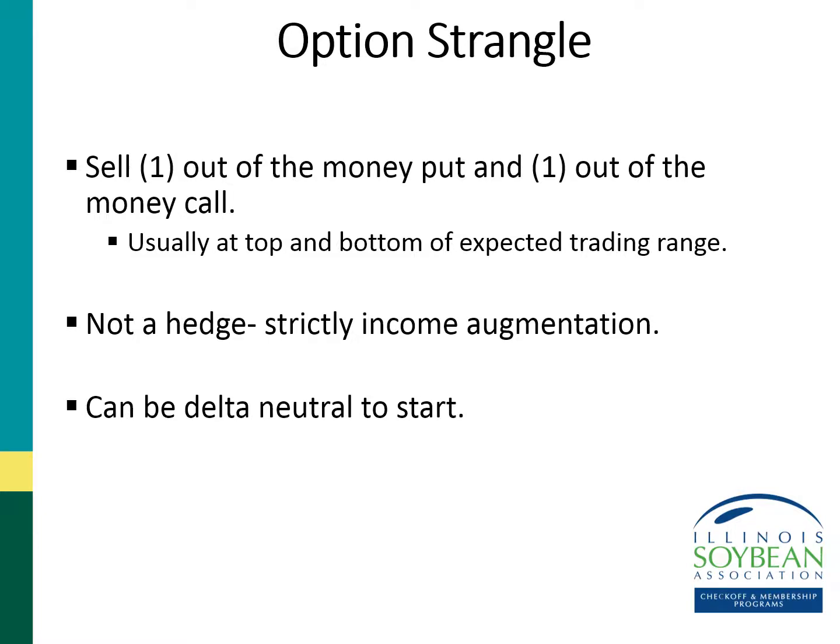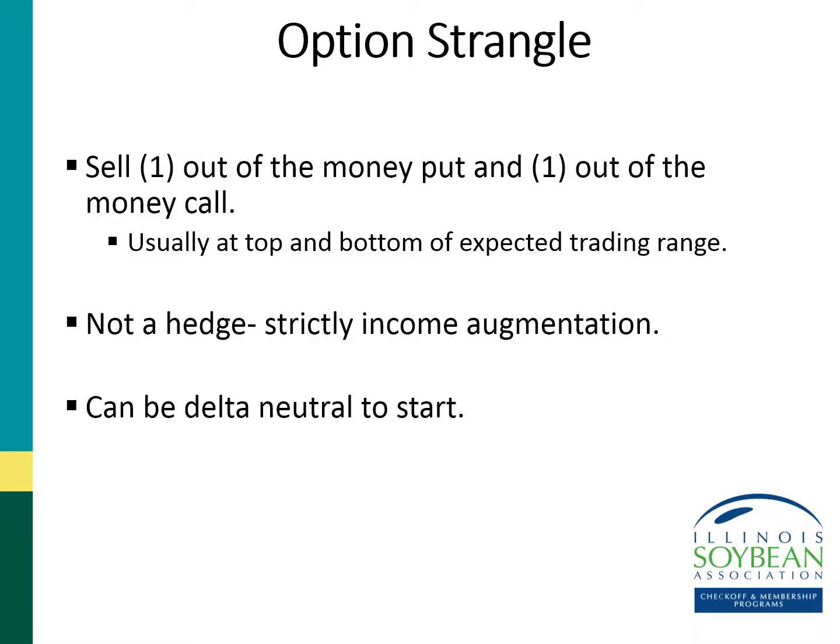I just am pretty sure that we're not going to go above X or below X, and then put together a strategy to utilize that outlook. It is not a hedge. This is strictly income augmentation. We're going to add cents to bushels, be they sold or be they unsold. The position can be delta neutral to start.